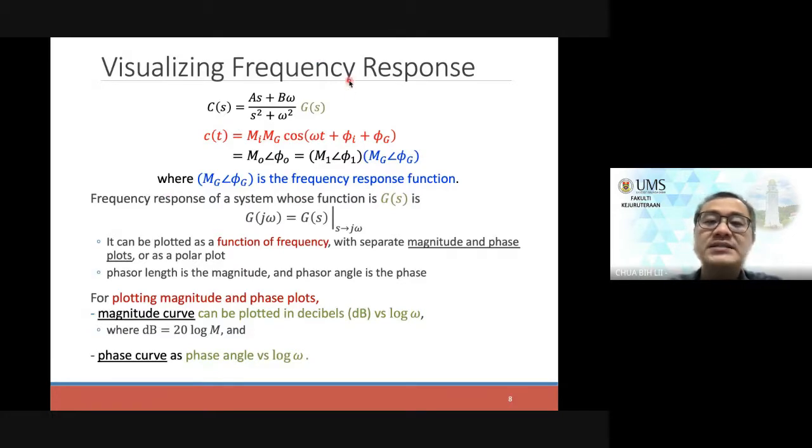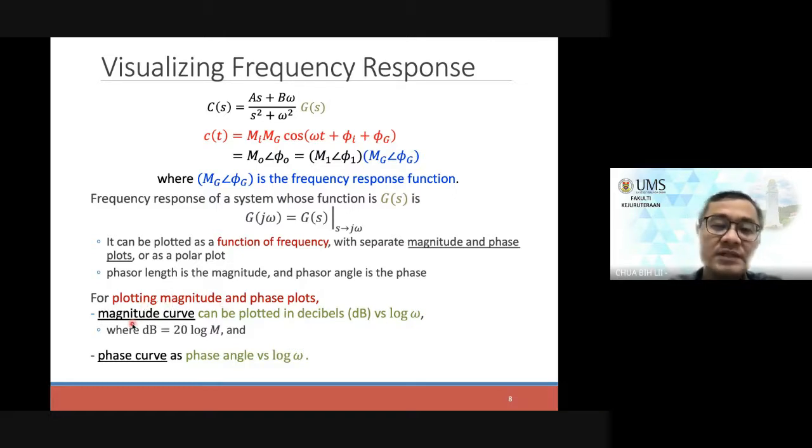So how we can visualize this frequency response is in terms of a polar plot. For the function of frequency, we separate it into the magnitude as the phasor plot, which we call a polar plot, consisting of the phasor length, the magnitude, and the phasor angle. This is what we intend to do today: plotting the magnitude and the phase plot for the system, or a closed loop system, subjected to a sinusoidal input.